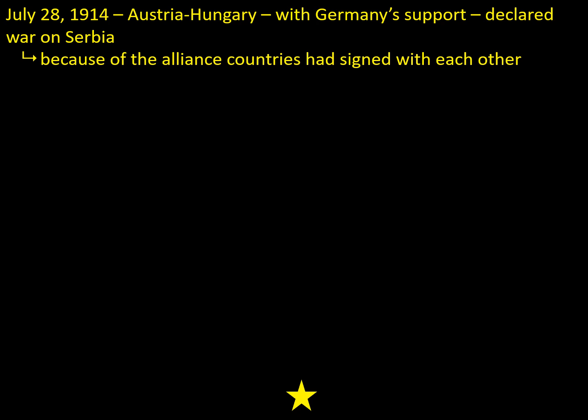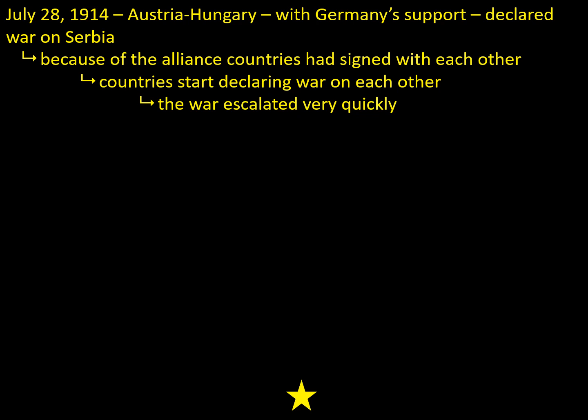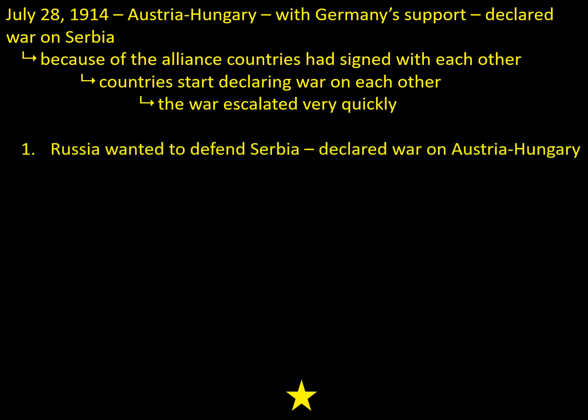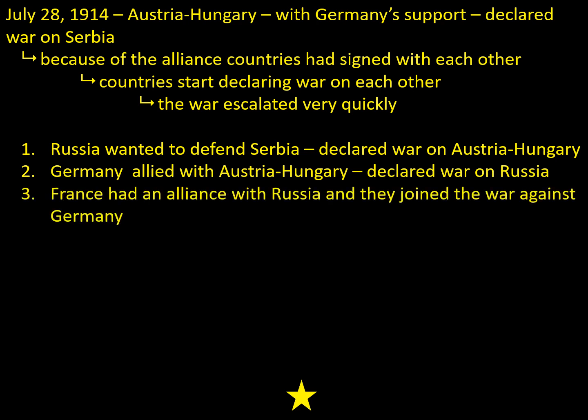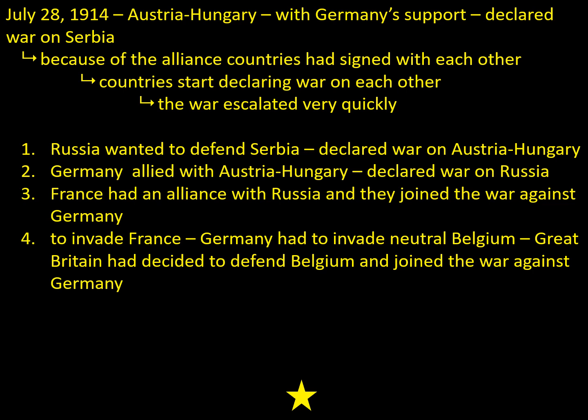Now, because of the alliances countries had signed with each other, countries started declaring war on each other, and the war escalated very quickly. 1. Russia wanted to defend Serbia, so they declared war on Austria-Hungary. 2. Germany allied with Austria-Hungary and declared war on Russia. 3. France had an alliance with Russia and they joined the war against Germany. And 4. To invade France, Germany had to invade neutral Belgium. Great Britain had decided to defend Belgium and join the war against Germany.